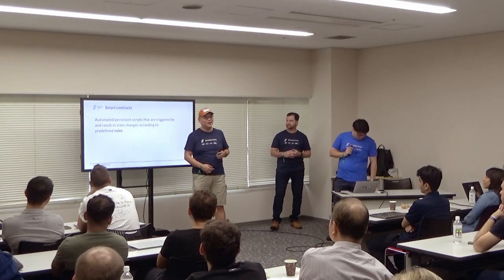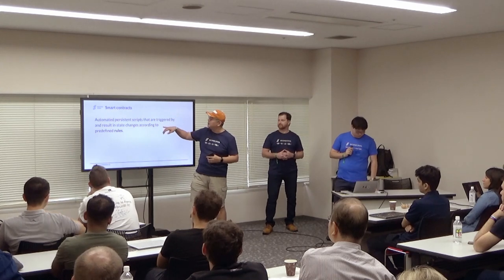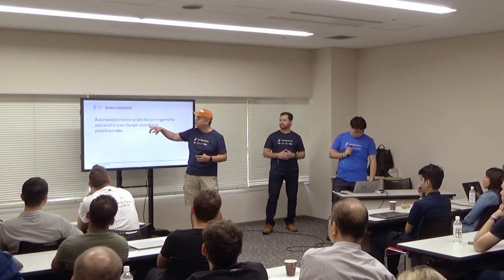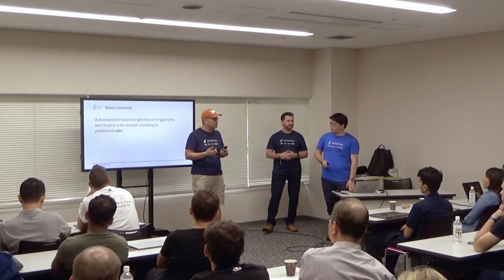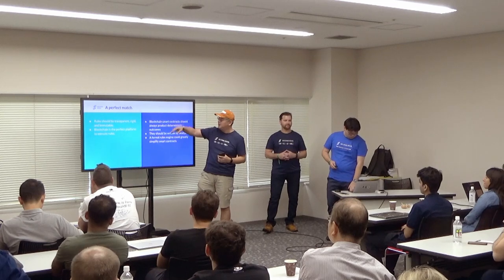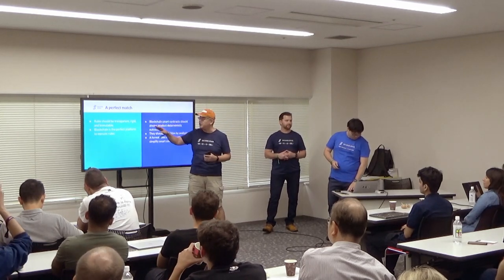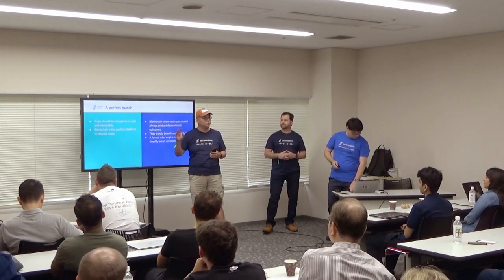So first of all, why do we need a rules engine in smart contracts? A lot of people ask this question. What is a smart contract? It's automated scripts that are triggered by events and result in state change according to predefined rules. So smart contracts, by their very definition, are rules. So it's a perfect match. Like I just said, rules must be transparent, rigid, and immutable. Blockchain is the perfect platform to execute rules.